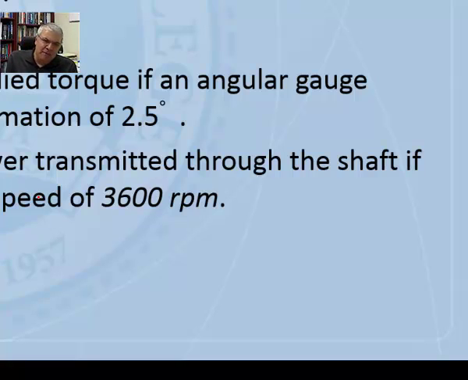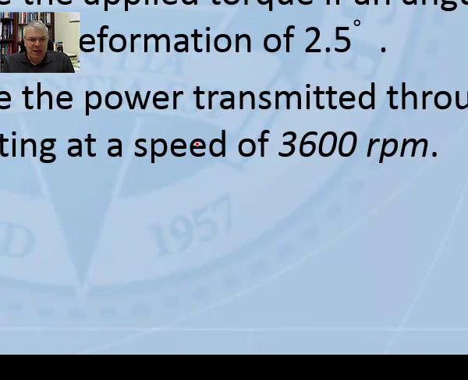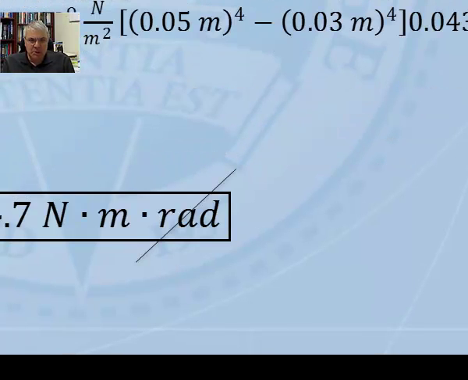The second example problem I'm going to go over is, in this case, a 50 centimeter long hollow shaft with an outer diameter of 5 centimeter and an inner diameter of 3 centimeter. It's made of steel, so E is 200 gigapascal and mu is 0.3. We would like to calculate the applied torque if an angular gauge measures a deformation of 2.5 degree. And we would also like to calculate the power transmitted through the shaft. I haven't talked about that yet. I will shortly.